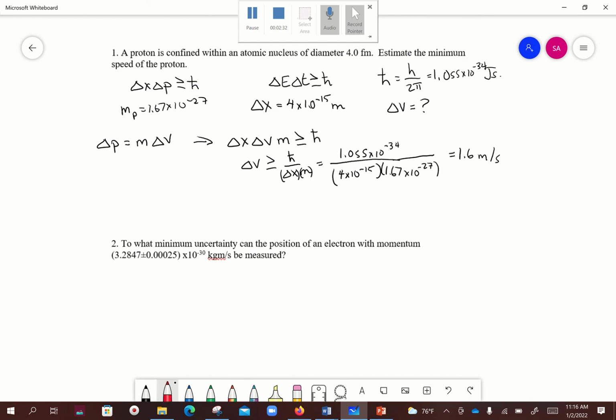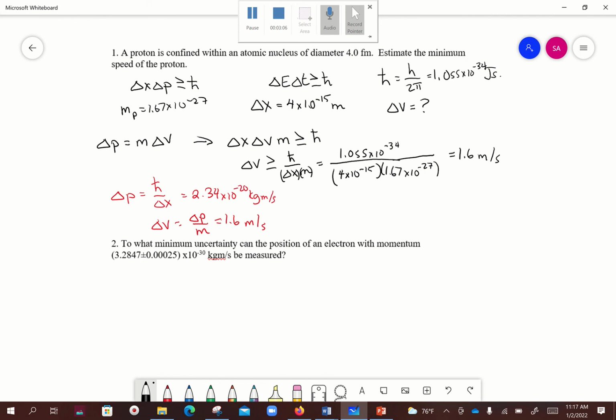Okay, equivalently, you could have solved this by finding delta p is equal to h bar over delta x. So that would have given you, let me just put down the number, 2.3 times 10 to the minus 20 kilogram meters per second, and then found delta v is delta p over m, and you would have got the same answer. Okay, so you can do it either way, do it all in one calculation step like I did, or do it in 2 steps.